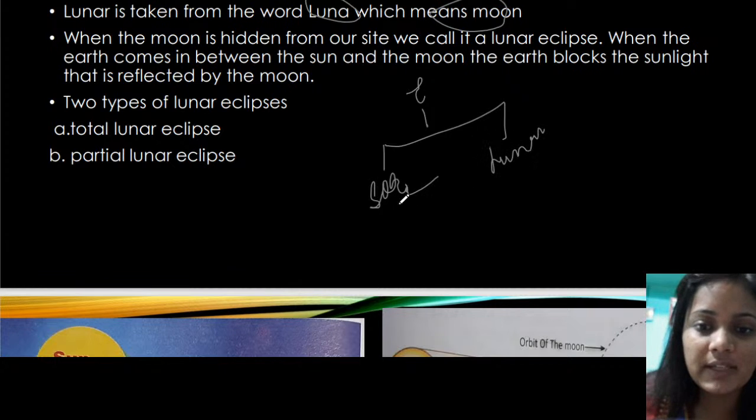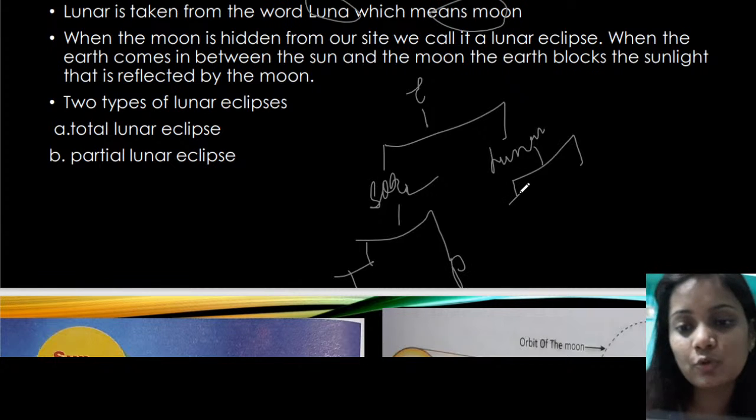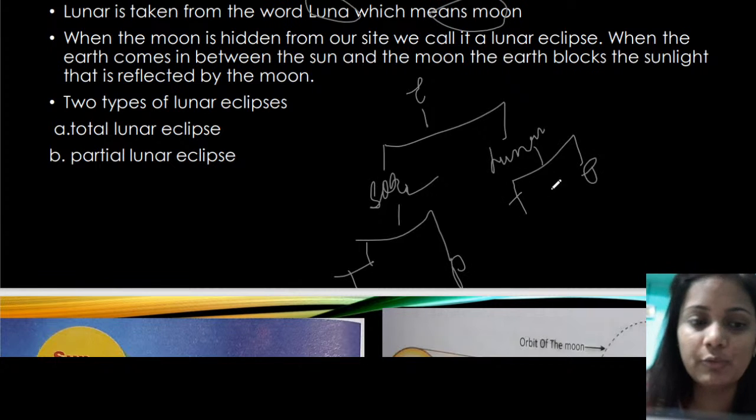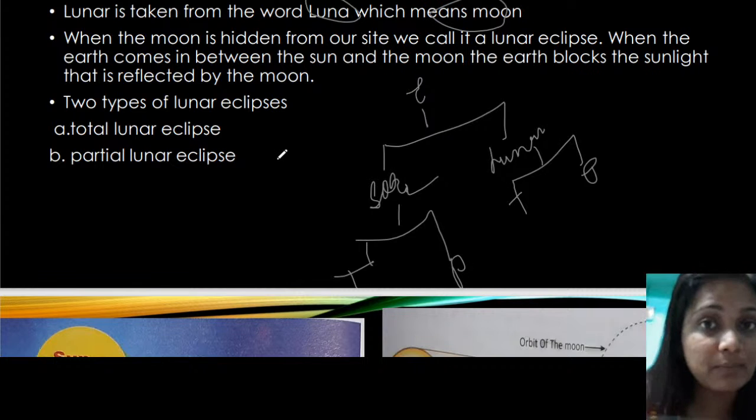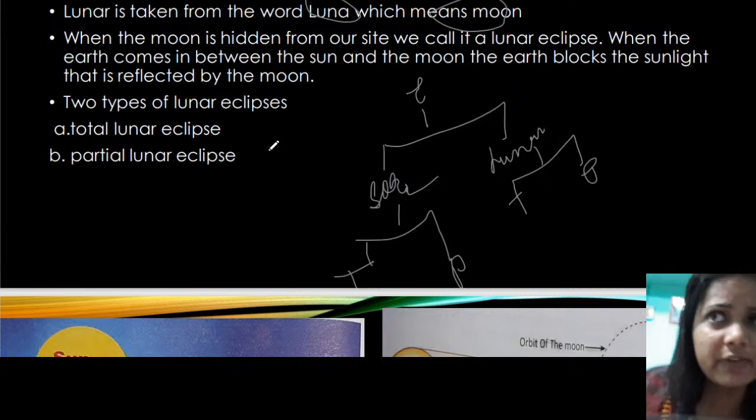And further, these solar and lunar eclipses both are of two types. One is total and the second is partial. Total solar eclipse, partial solar eclipse. Lunar is also of two types, total lunar eclipse and partial lunar eclipse. So again the same thing: when they will be in a straight line, first of all we need to understand the position. There we have seen the moon was at the center.